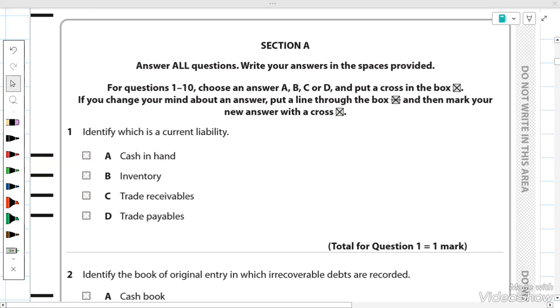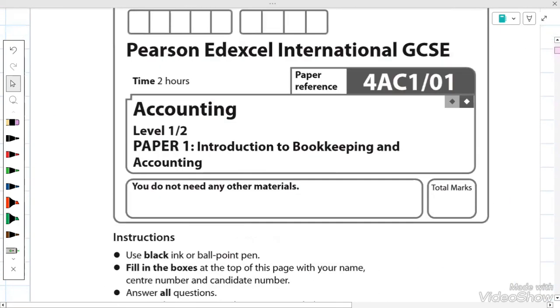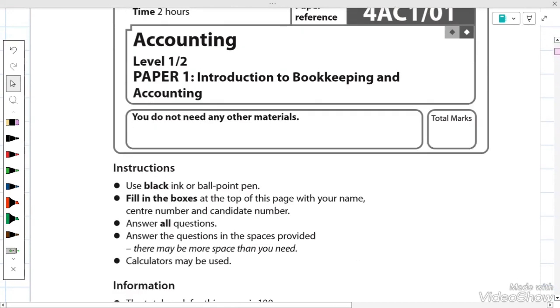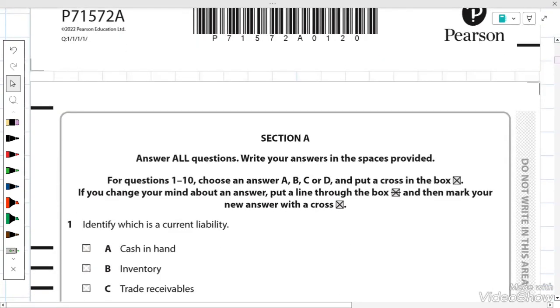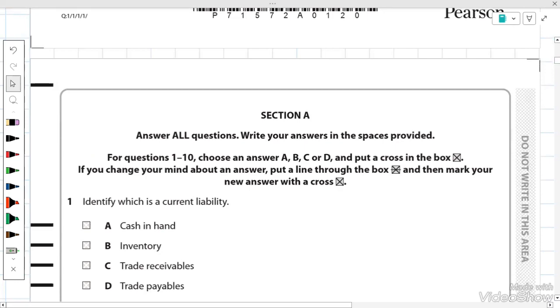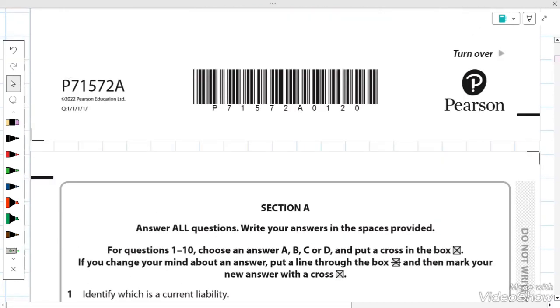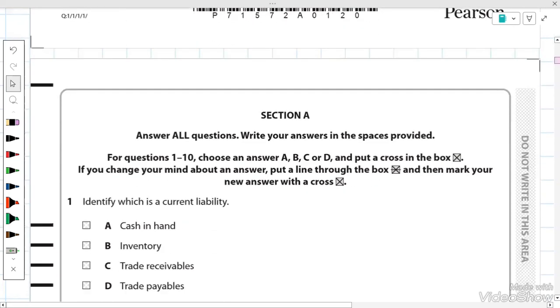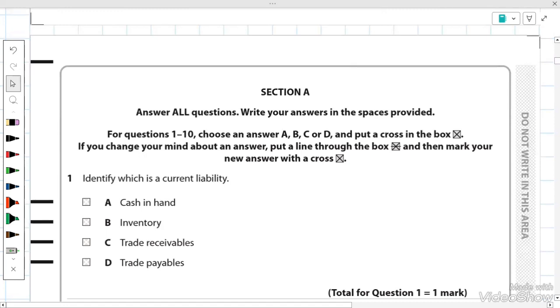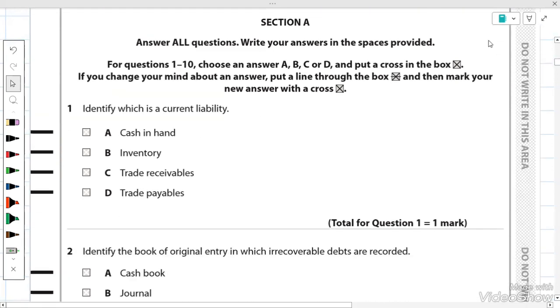May June 2022. This is not the latest paper, but because I found this paper, I just thought that I should solve it. Maybe there are a lot of students who will need this type of paper. First of all, we have 10 MCQs at the start of the paper.